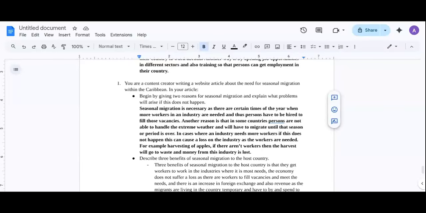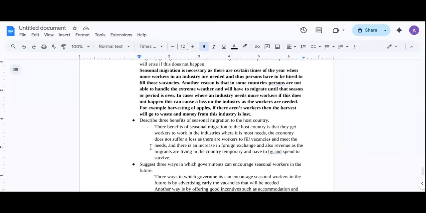So we know that seasonal migration is persons migrating to another country during certain times of the year for either work, or here we have where persons cannot stand or handle the extreme weather. Some persons might be living in cold countries, probably not Alaska because they're always cold, but somewhere where it's seasonal and they can never get accustomed to the cold. So every winter season, for the six months, they leave to go to another country.